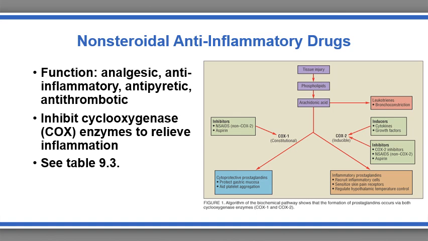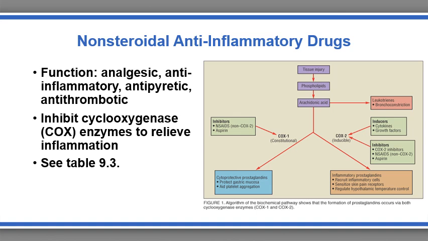So now we look at non-steroidal anti-inflammatory drugs. These are probably some of the most commonly used drugs, and particularly in sports medicine and orthopedics, you will have this. There are many different types of NSAIDs, and aspirin would be included in this, because aspirin has all those same similar effects. The function of non-steroidal anti-inflammatory drugs: they are an analgesic, so they help with pain reduction. They're anti-inflammatory, antipyretic, which means they can reduce fever, and they're also antithrombotic.